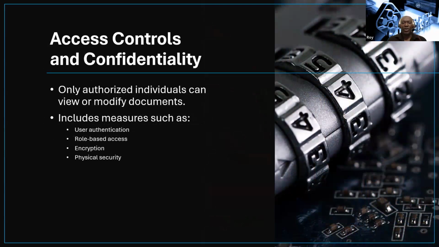Okay, if you are checking or auditing access controls and confidentiality, you're basically saying only authorized individuals can view or modify documents. So who had access? Was there a definition of roles? And did they maintain that or did they violate that? And it may be based on confidentiality needs. So you look at user authentication, who was allowed access? Was it properly defined? It can also be role-based access, so it might not be individuals, it might be according to roles. Encryption would be only those who have the key will be able to have access to the documents, especially if they're electronic. And then, of course, if it's paper-based, you're looking at physical security.